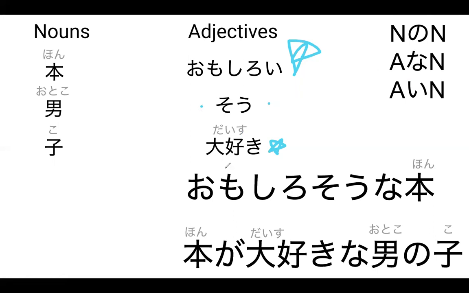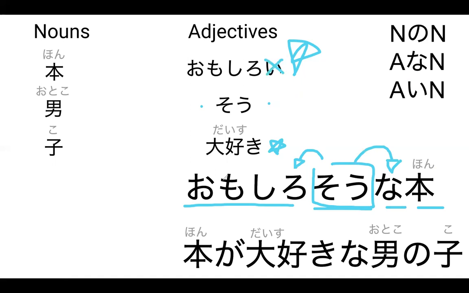So over here, I have an example, which is omoshiro sou na hon. And sou, as you can see, is a na adjective. And omoshiroi is an i adjective. But sou is interesting in that it can connect i adjectives to make them into a new na adjective, basically, by killing the i part of it. So it becomes omoshiro sou. And now this turns into, it looks interesting.